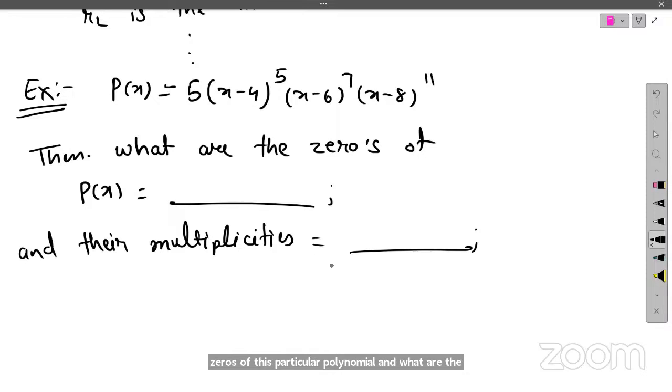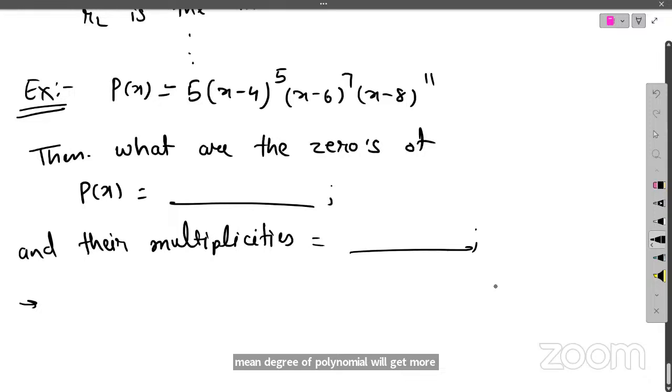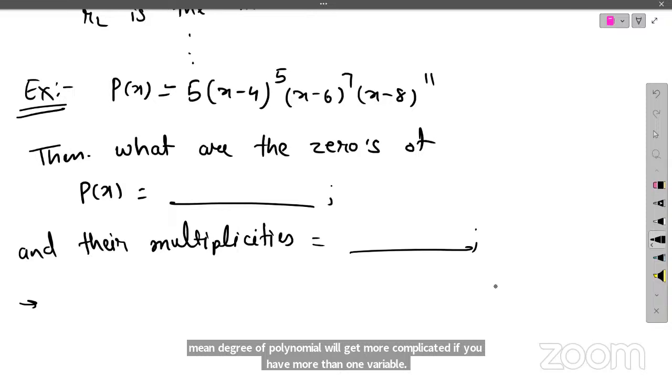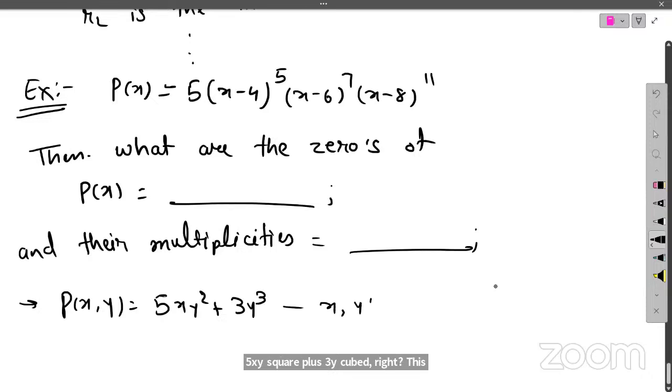Yes, you want to ask something? Yes, ma'am. I want to ask about the degree. How do you find the degree? I didn't understand. See, the degree of a polynomial will get more complicated if you have more than one variable, but in our course we just talk about one variable polynomials. More than one variable means suppose you have such a polynomial, 5xy square plus 3y cube. This polynomial involves two variables, x and y.